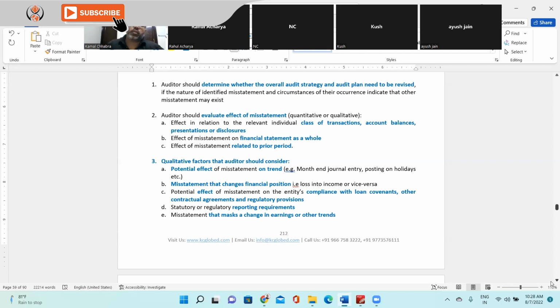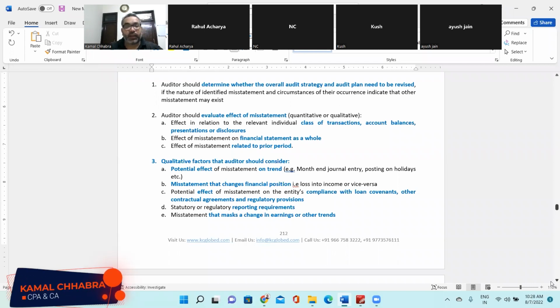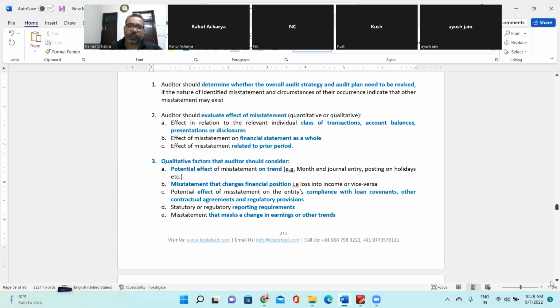So consider the effect in relation to the relevant individual class of transaction, account balance, presentation or disclosure, the effect of misstatement on the financial statements as a whole, and the effect of misstatement related to the prior period. All those things you need to consider when you identify any misstatement, whether it is corrected or not, that is a separate thing. But as and when you identify any material misstatement, it is your responsibility to look at right, left, and center. What does right, left, and center mean? The impact on the current account balance, transaction, or presentation and disclosure related to that specific financial statement line item, and the impact on the overall financial statements and the related prior period, right? So all those things you need to look at more skeptically, right?